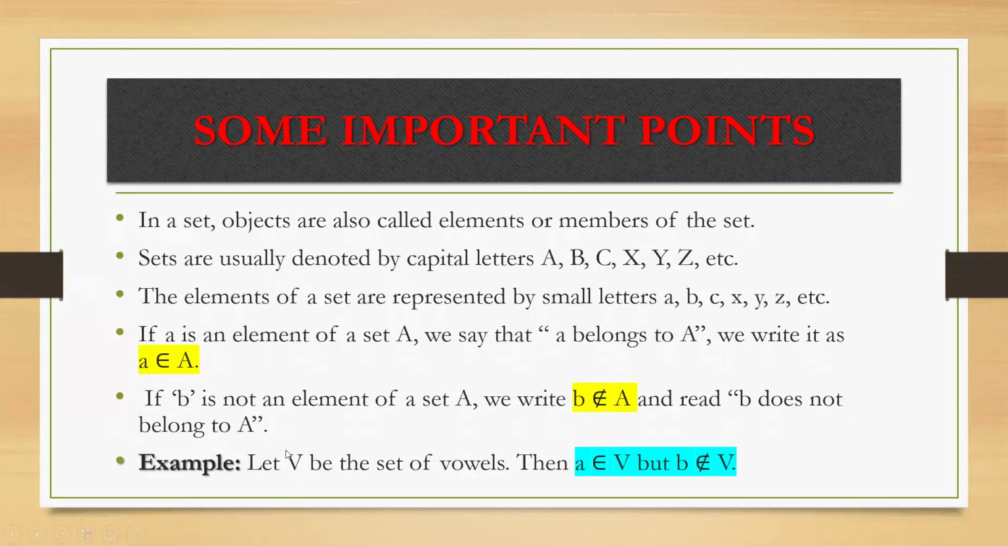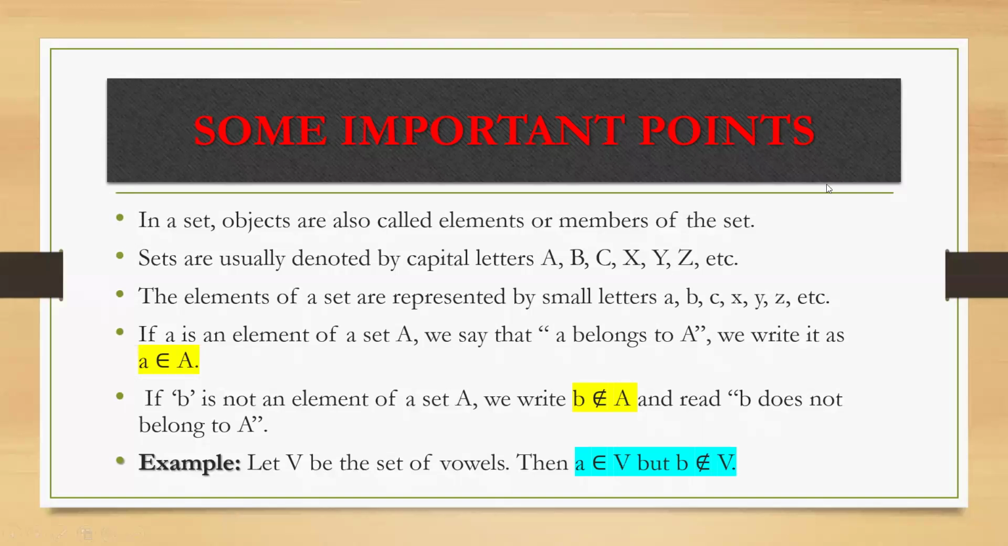Let us see this through an example. Let capital V represent the set of vowels. Then we know what all elements are there in the set capital V: a, e, i, o, u. Clear? Then if you are taking a, it belongs to the set, so we give the symbol a belongs to V. But if you are taking b, then it is not in that set. Then how will we represent it? Like this, and it is read as b does not belong to capital V. So these notations will become very common throughout our lecture, and in the coming lectures also these notations are very useful.